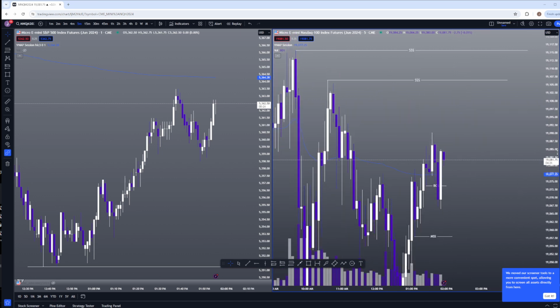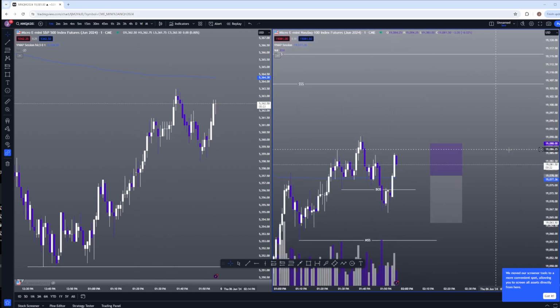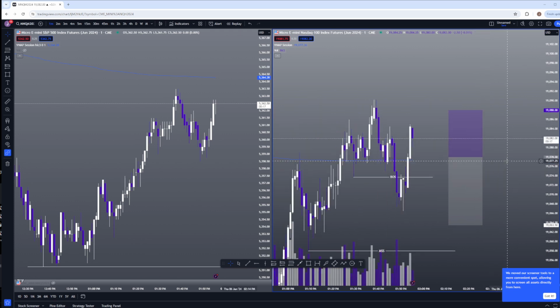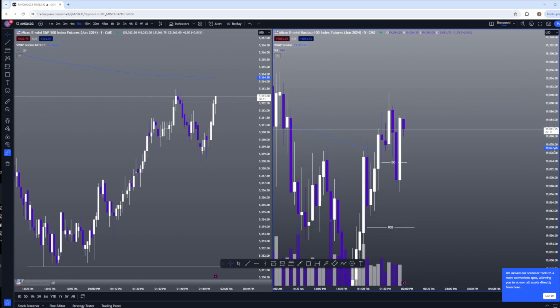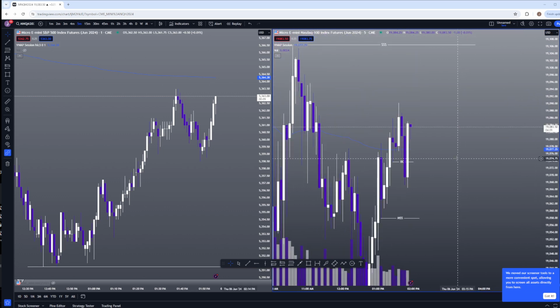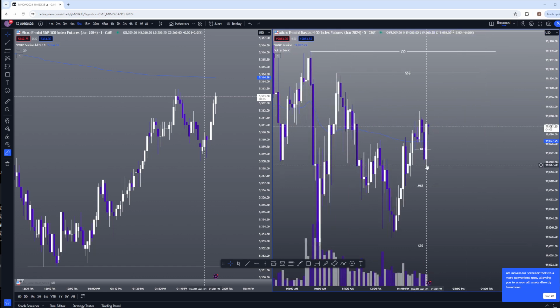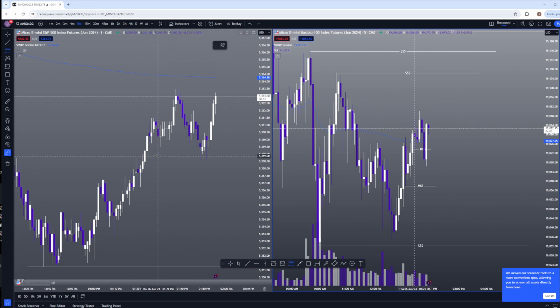All right, so now what I'd wait for is to see if we're going to go up and grab buy side liquidity first and then come back down. So that's kind of what I'm waiting for here. Going to wait for that to happen. We're going into silver bullet hour in about 5 minutes. Let's see what happens here. Boom, boom, boom, boom, boom.